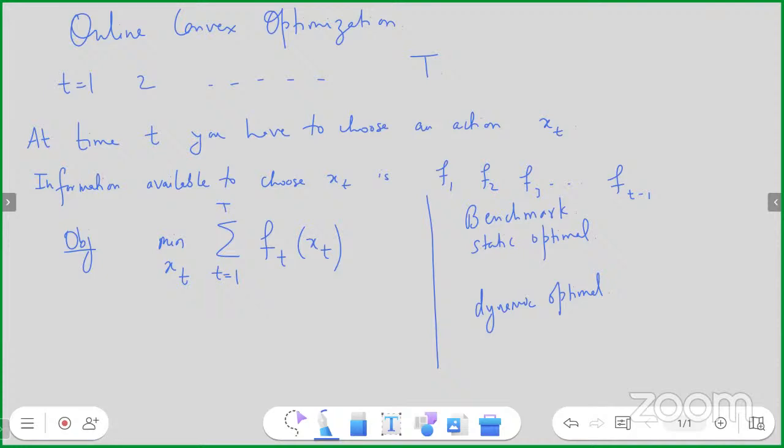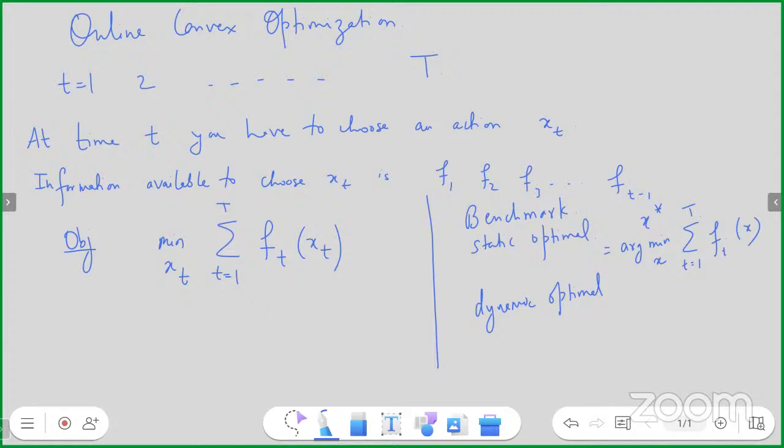So let's call it x star is equal to argmin over x of the summation of ft of x, t going from 1 through capital T. So that's your static benchmark. You're allowed to choose a single action, but looking at all f's ahead of time.